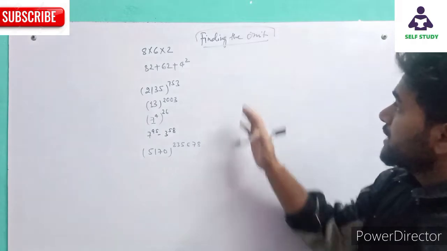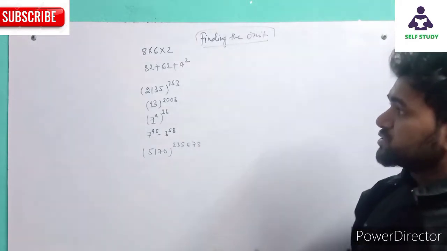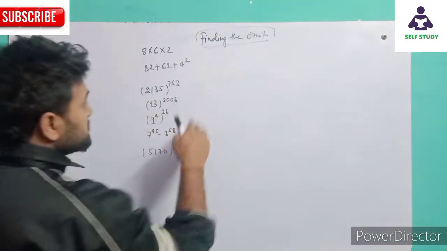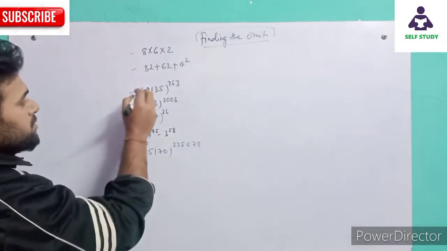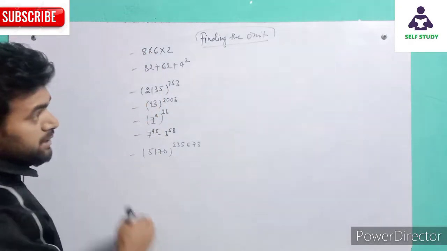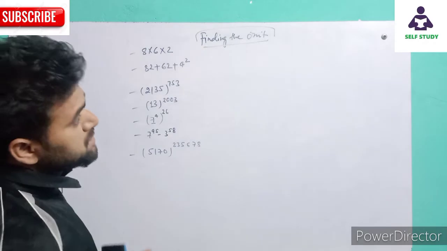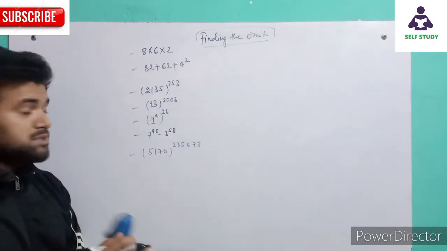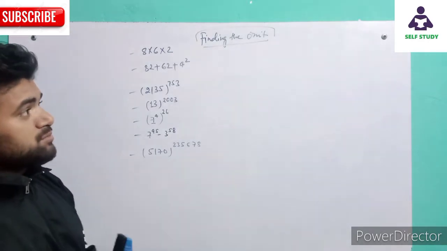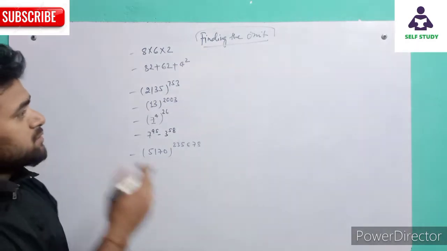So we will find the unit digit of given sums. There are 5 sums on this board. We will solve them one by one and see how to find the unit digit. Before solving these sums, we need some concepts related to the unit digit.